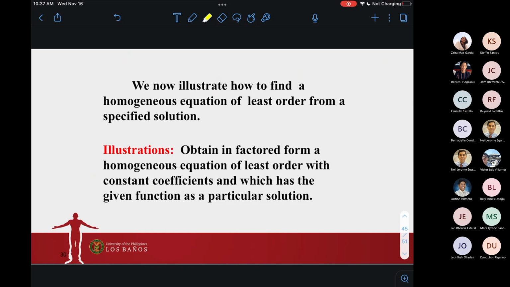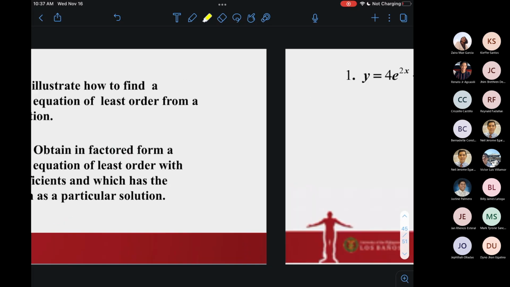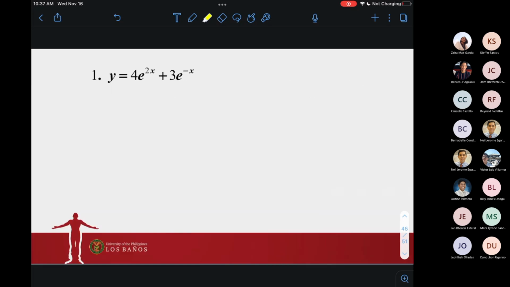Now, this will be important because you will see later in section 3.6, medyo kailangan ko mag-work backwards whenever working with non-homogeneous differential equations. Okay? So kaya ito, magandang practice to nung gagawin natin mamaya.